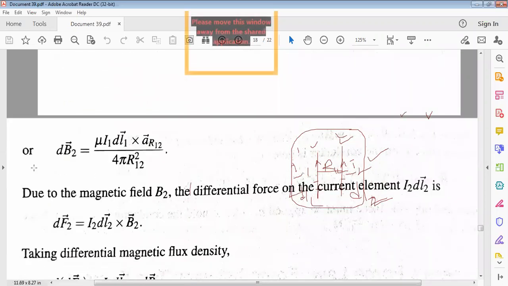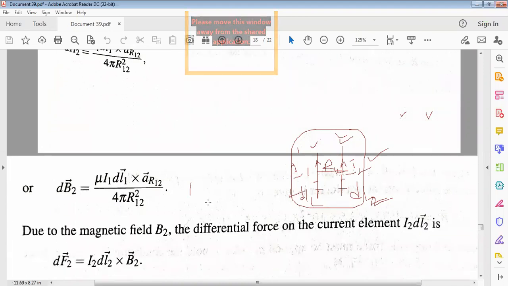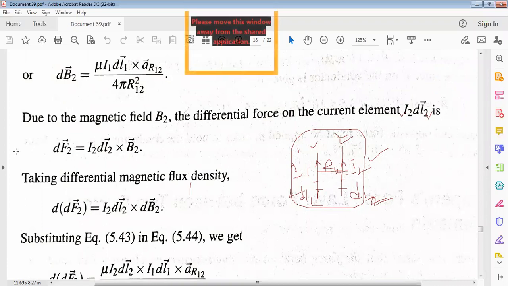Similarly, this is the magnetic field intensity, and multiplying with mu on both sides, μH is replaced with B. So dB2 equals μ I1 dL1 cross aR12 by 4πR². Due to that magnetic field B2, the differential force on the current element I2 dL2 is dF2 equals I2 dL2 cross B2, and this much force acts on it.